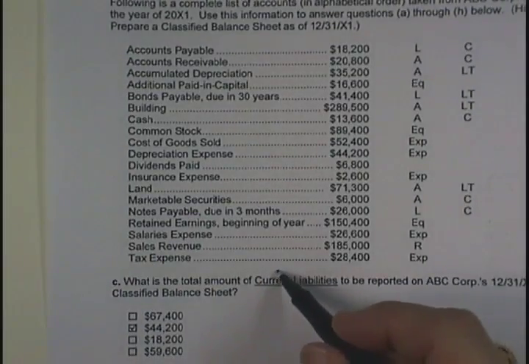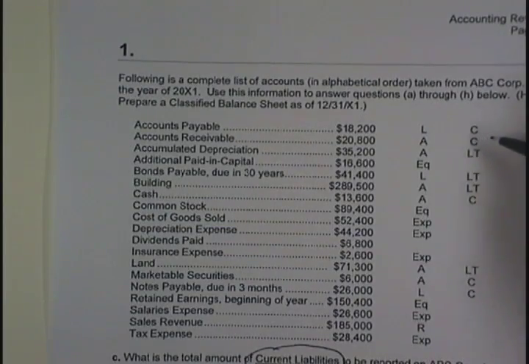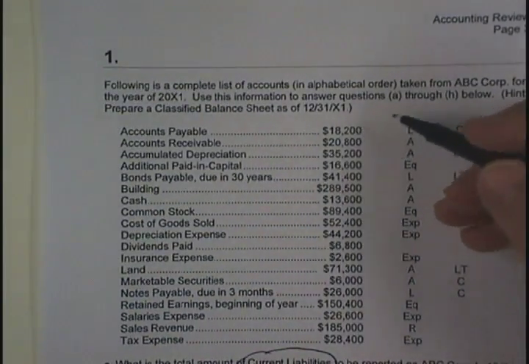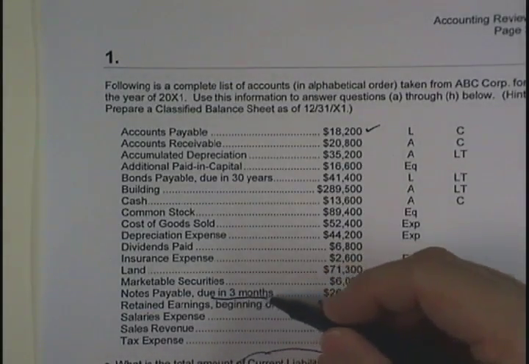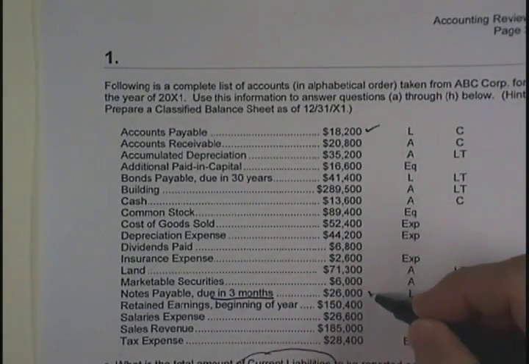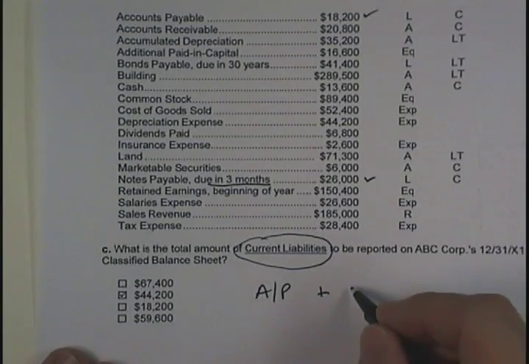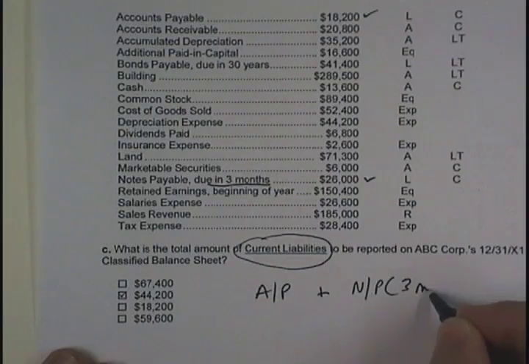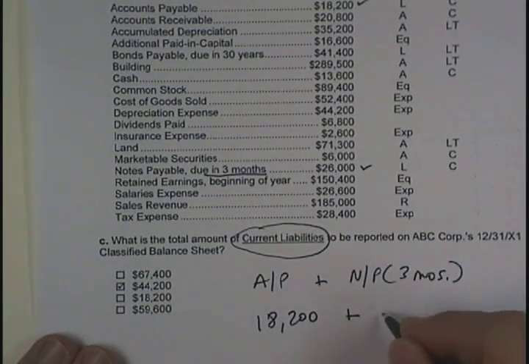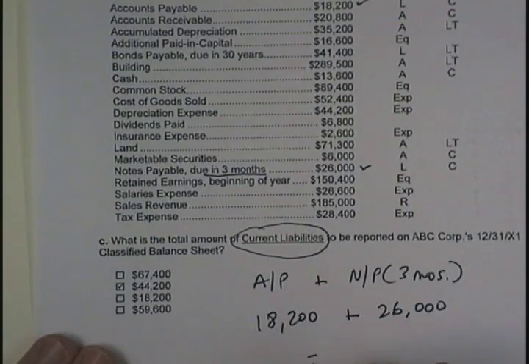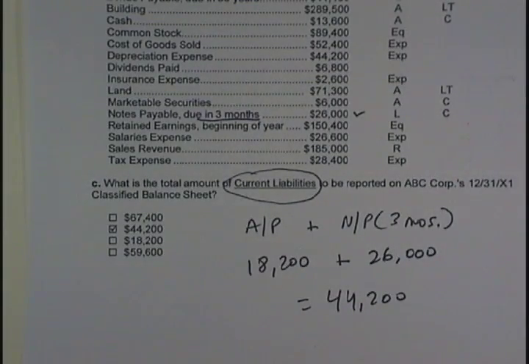In part 1C, I'm supposed to identify the current liabilities. The liabilities that I've identified as being due within 1 year, as I mentioned previously, would include accounts payable, and then the note payable due in 3 months would certainly be a liability that's due within 1 year's time, so that would be a current liability. So current liabilities would be the accounts payable plus that note payable due in 3 months. Anything due within a year makes it current. So we have $18,200 accounts payable plus the $26,000 short-term note payable would be $44,200 for the current liabilities.